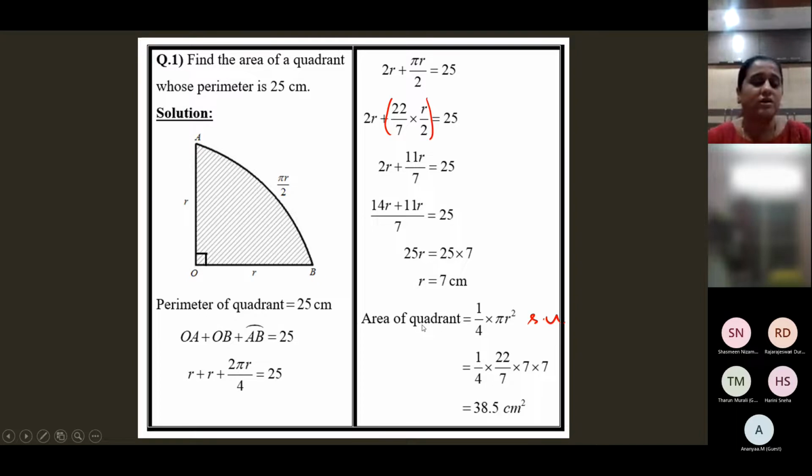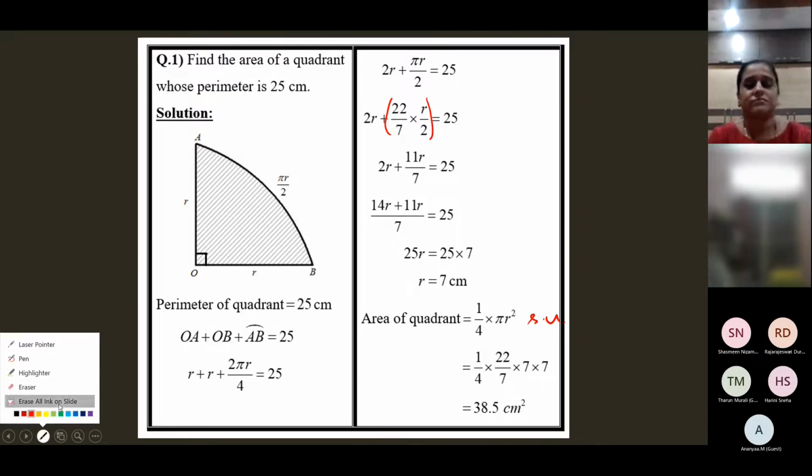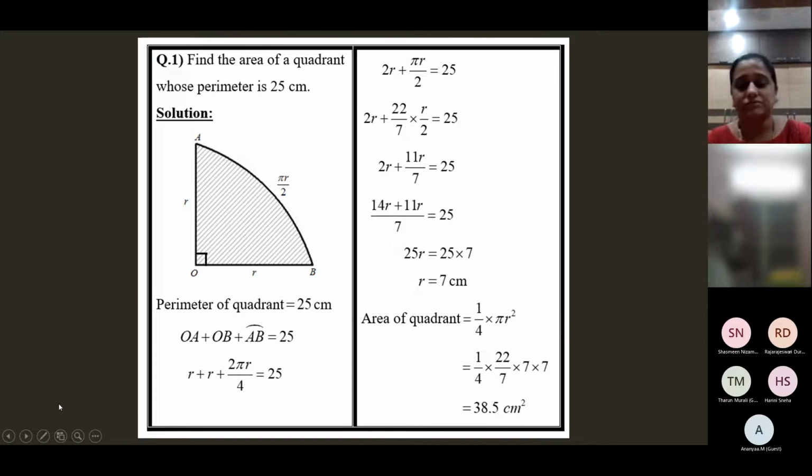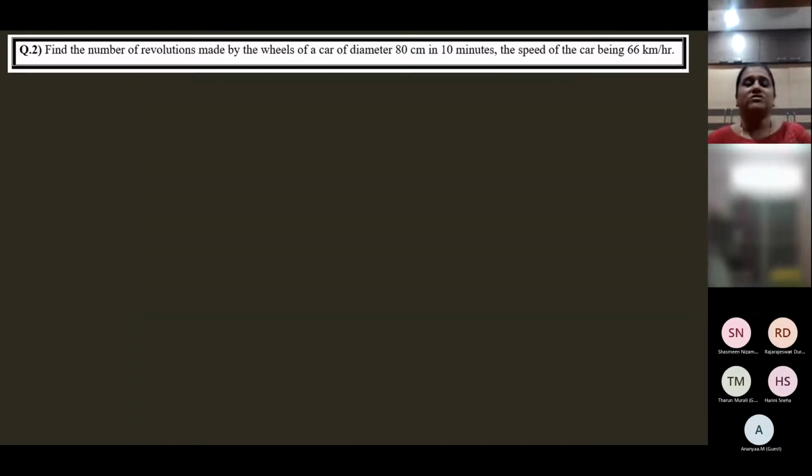Those who have not done this, take a picture and complete it. Done? Yeah, done. What's the answer for this one, children?